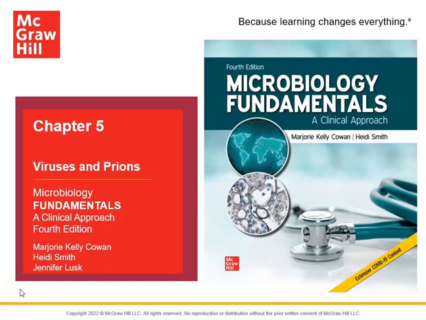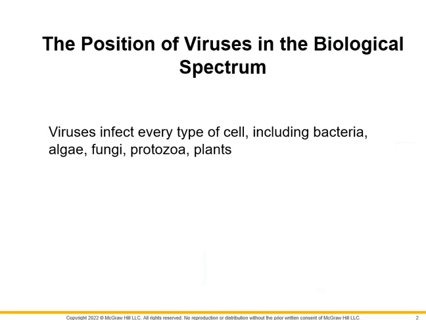All right, so we are moving on to chapter 5. Chapter 5 deals with viruses and prions. You probably have never heard of a prion, so that'll be an interesting conversation. But viruses, I'm sure you're pretty familiar with. So when we talk about viruses, just to put this out there, viruses are able to infect just about every type of cell.